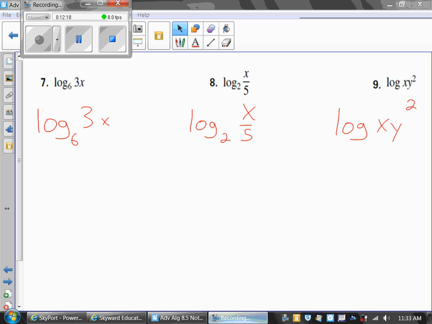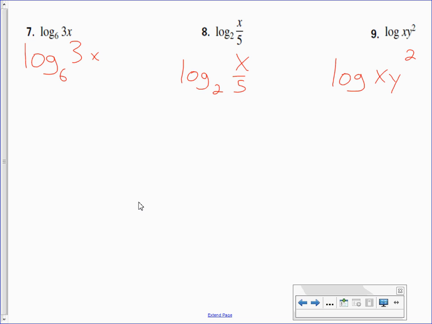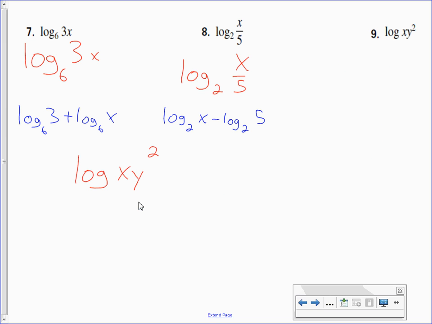All right, let's take a look. So hopefully, on the first one, log base 6 of 3 plus log base 6 of x. Do we agree? Okay. Log base 2 of x minus log base 2 of 5. Okay. Lastly, I'm just going to write this one down here out of the way. You get log of x plus 2 log of what?